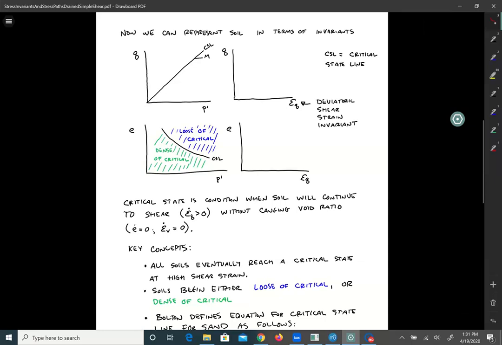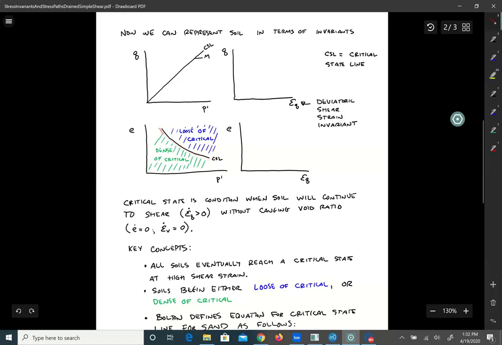All right, then we go down to the bottom left, and we have void ratio versus mean effective stress, e versus p prime. And I'll spend quite a bit of time in this lecture talking about this concept of critical state soil mechanics. So this framework of using invariants sets us up really nicely to understand a fairly fundamental aspect of soil behavior. For now, what I'll say is that there is a critical state line. I'm drawing it right here.